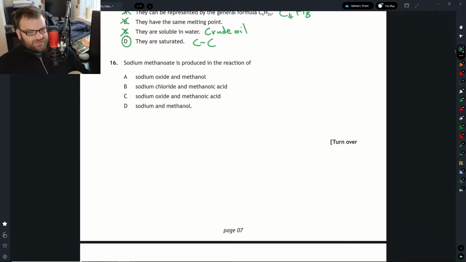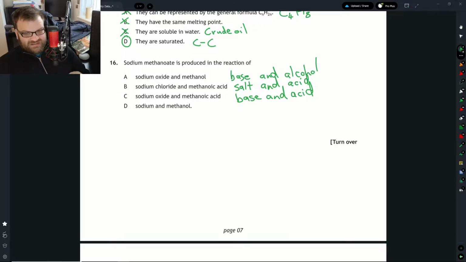Sodium methanoate could be produced by different reactions. We have here sodium oxide, a metal oxide, so it's a base, and it's a base and alcohol. We've then got sodium chloride, which is an example of a salt, and an acid. We've got a base and acid for C. And then we have a metal and an alcohol. Sodium methanoate would be an example of a salt formed when a carboxylic acid reacts with a base.